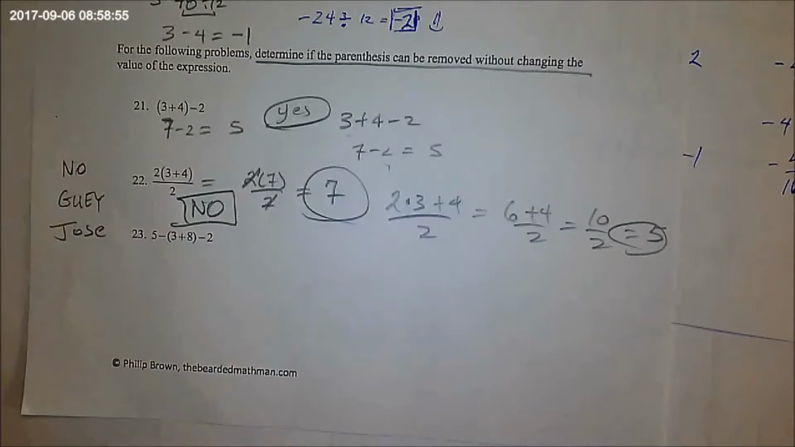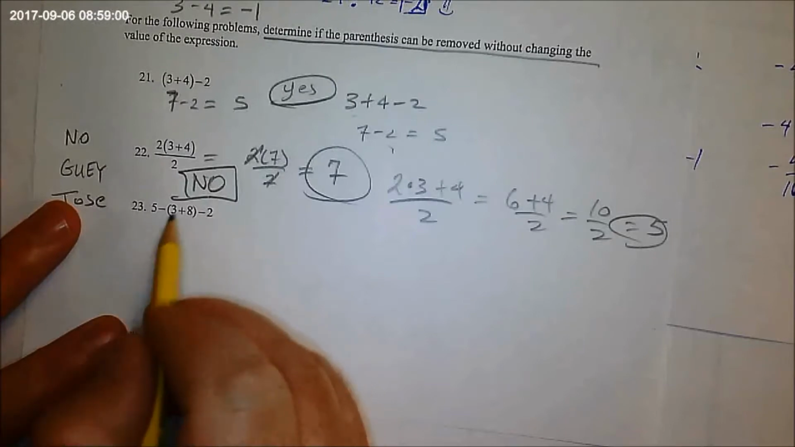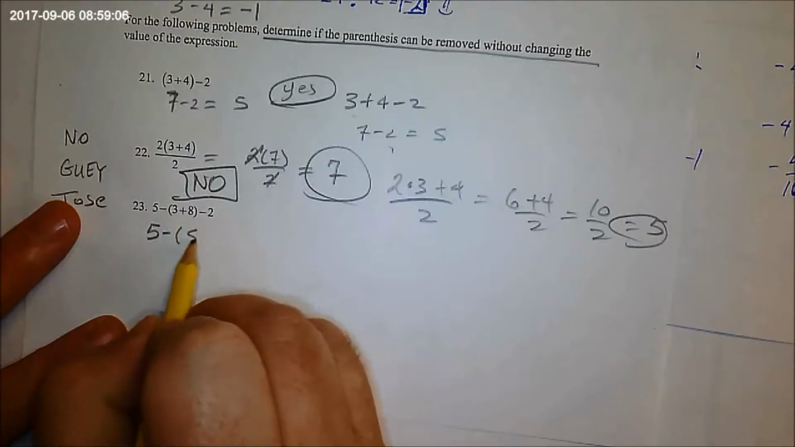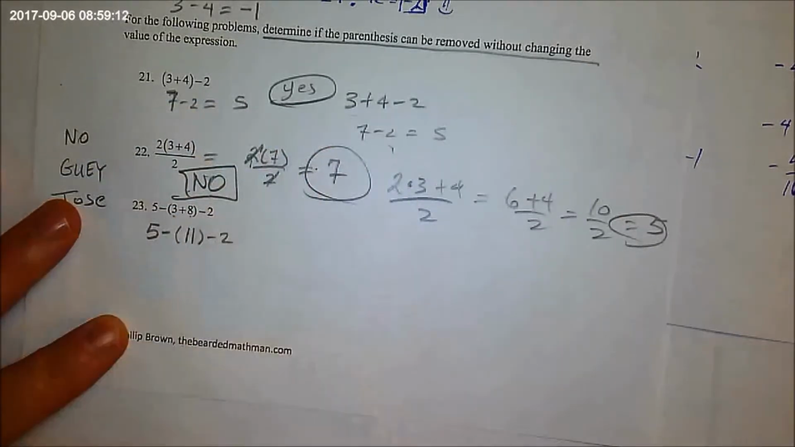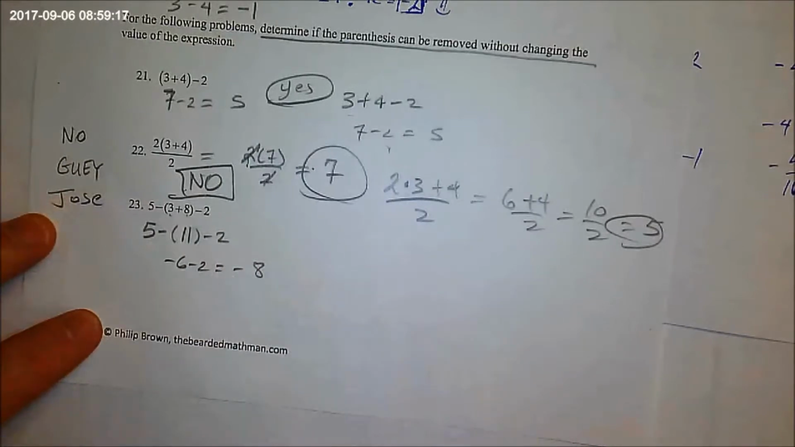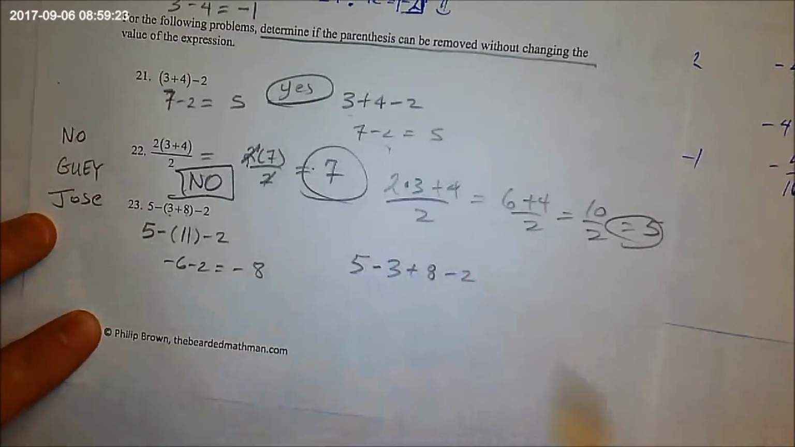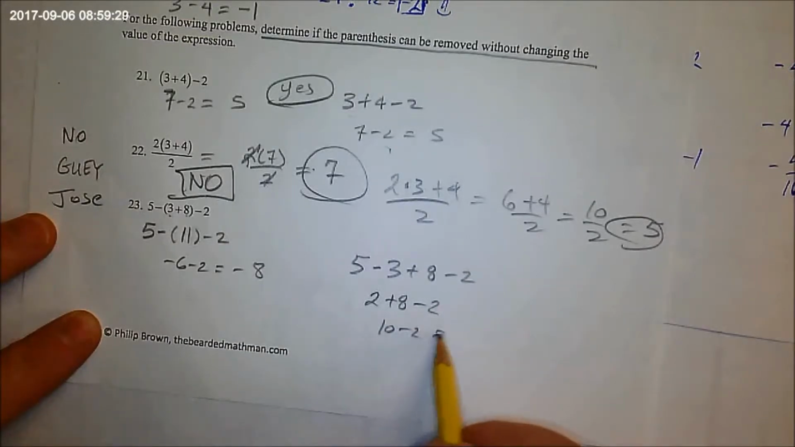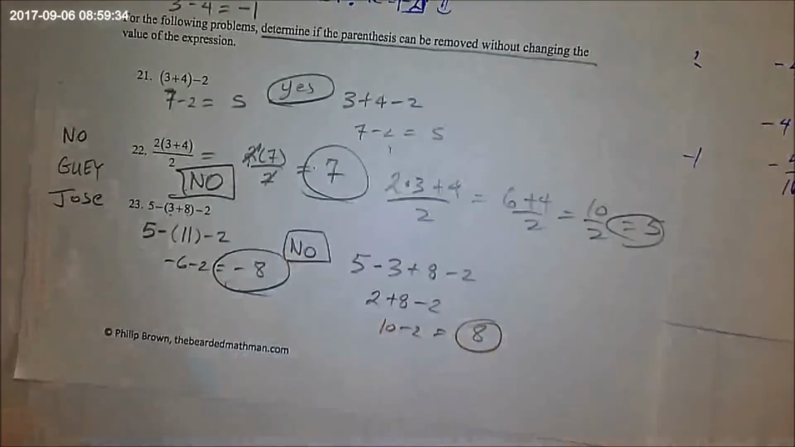Arath, you good on that one? Okay. Last one. This is going to be a no also because of the parentheses. The way it's written right now, 3 plus 8 is 11, right? So this would be negative 6 minus 2, which is negative 8. Without the parentheses, it would be 2 plus 8. So then it would be 10 minus 2, which is 8. 8 and negative 8 are different. So no.